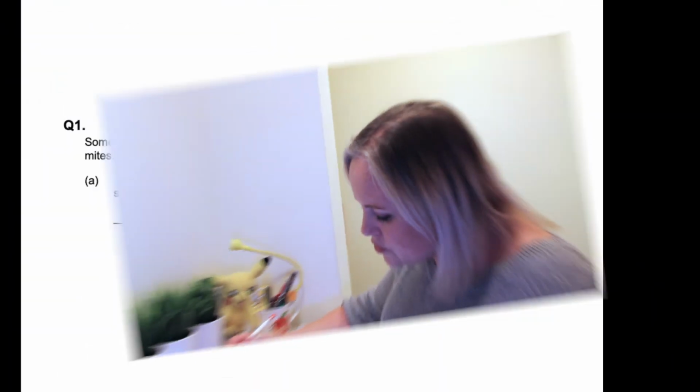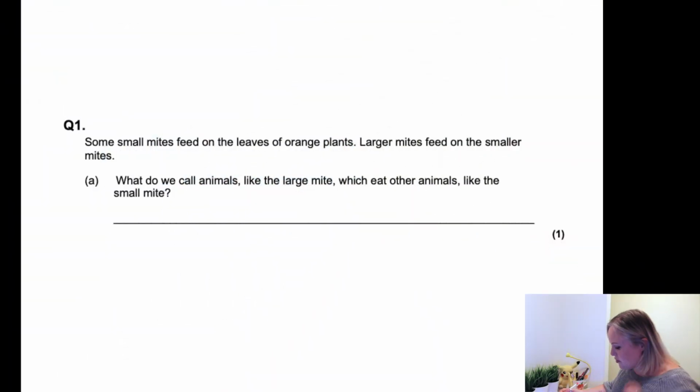So now we're going to have a little look at an exam question that goes through all what we've talked about. Some small mites feed on the leaves of orange plants. Larger mites feed on the smaller mites. What do we call animals like the large mite which eat other animals like the smaller mite? If something eats something else, it is a predator.